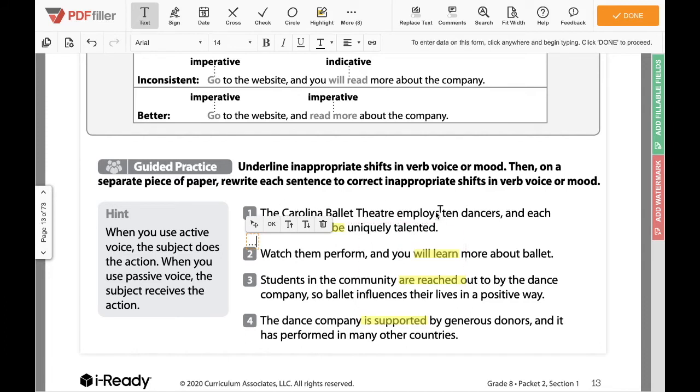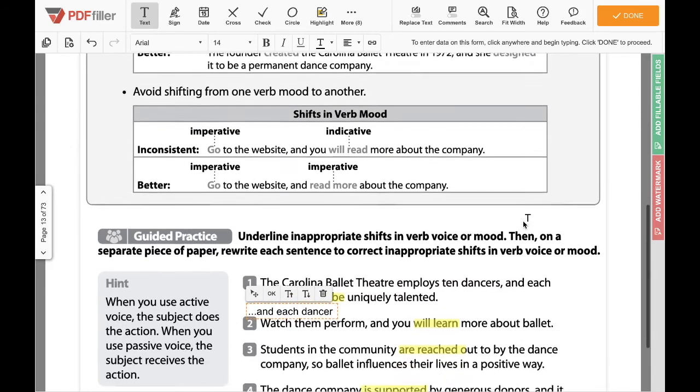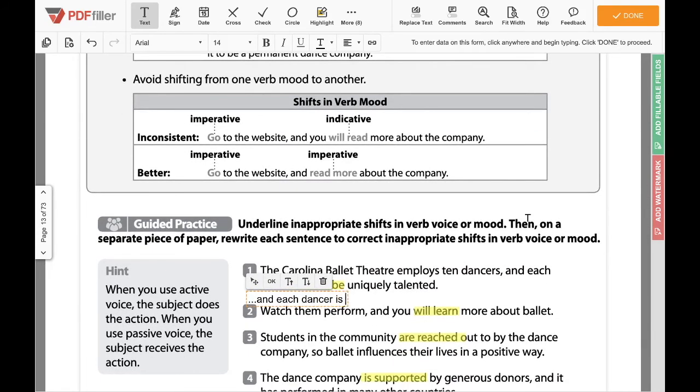In those 10 dancers, so and each dancer is uniquely talented. Now let me explain this a little bit more.